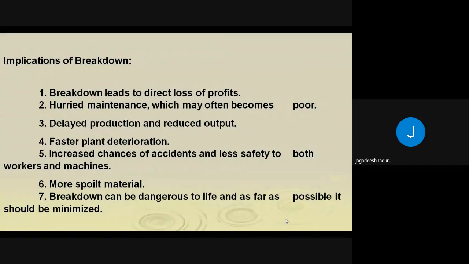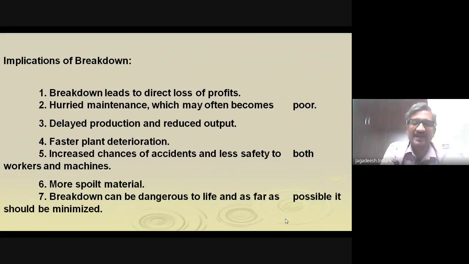More material will be spoiled because in process some of the material will be held, and if the holding time is exceeded, our pharmaceutical process has some degradation, then you are going to throw that material away, and it adds an issue of how to dispose of it. Breakdown can be dangerous to life. As far as possible, it should be minimized. That is the reason no factory should depend only on this category of maintenance procedure. They need to adopt another 3 procedures also.